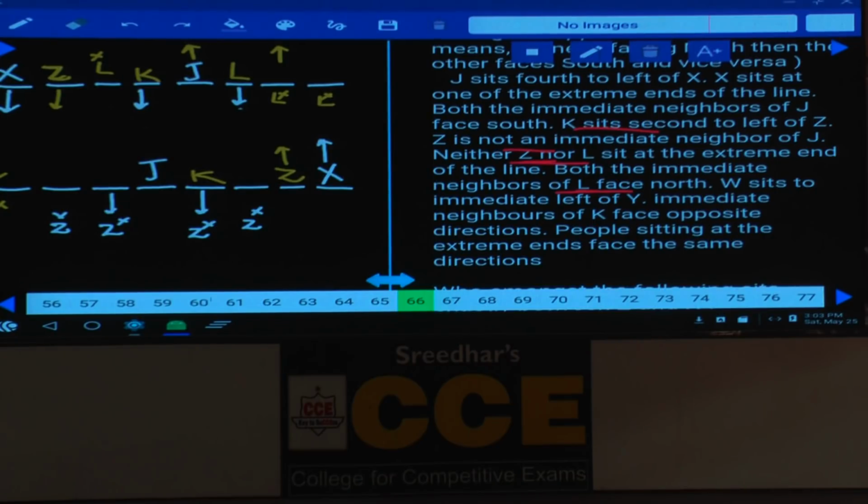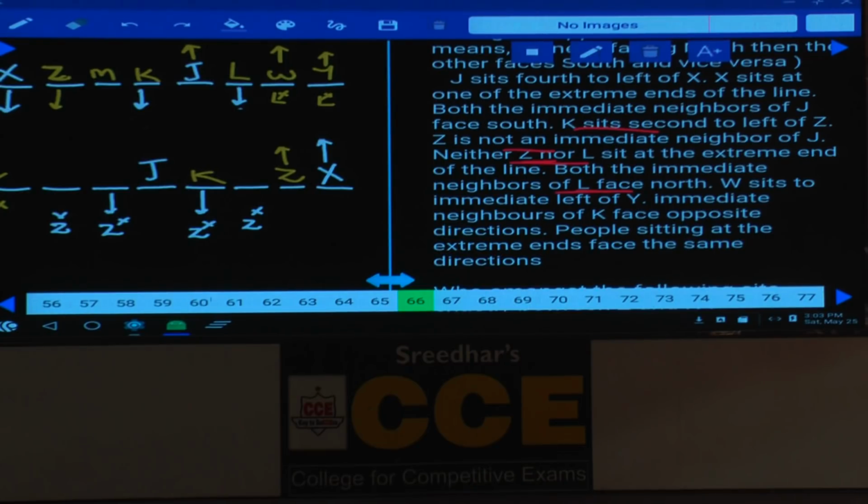As W is to the immediate left of Y, W is here and Y is here. Immediate left of Y means Y must be facing towards north, isn't it? Then tell me who is the other person left over here? Now JKLM: M is the person left over, so M must be at this place. Now this is condition number 1.